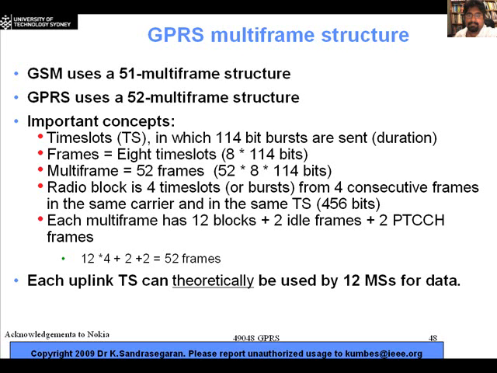Okay, and this number 456 will come up later in some of the diagrams we'll see. So you'll know that it comes from here. So 456 is essentially 114 times 4, because there are 4 time slots in one radio block.